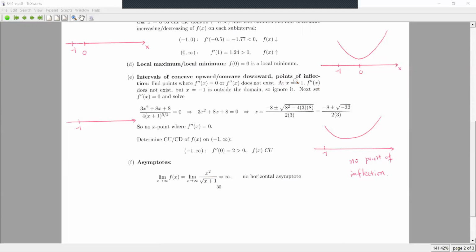Therefore, there is no point of inflection. A point of inflection is a point where the graph changes concavity. No point of inflection.